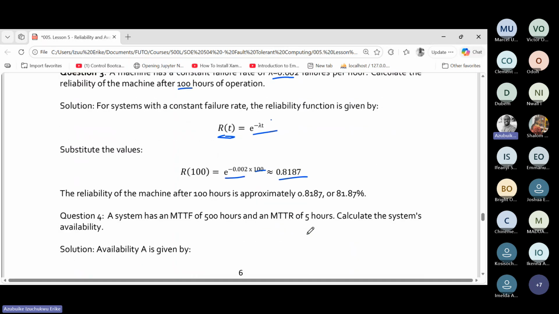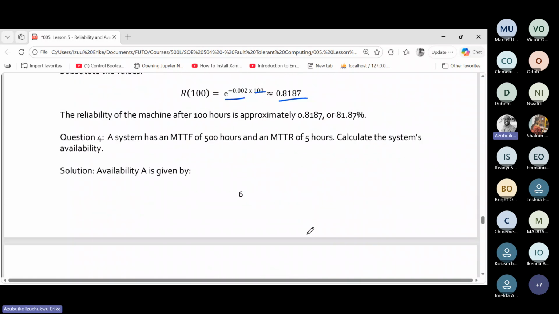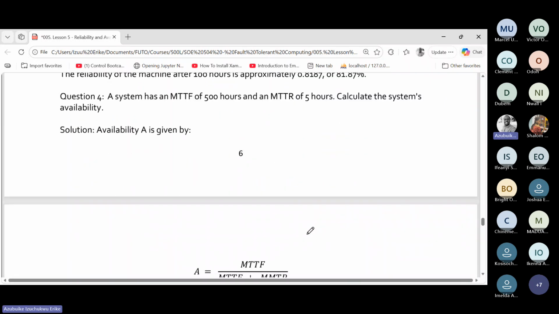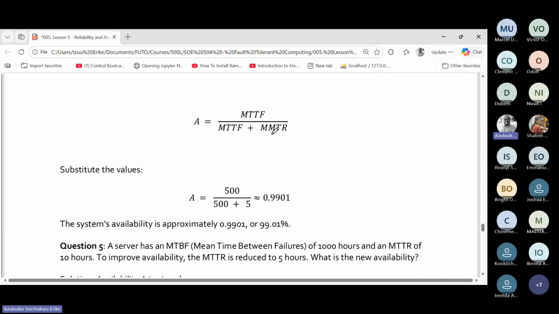Let's look at question number 4. I think that, of course, these things are not too difficult. A system has an MTTF, that's mean time to failure, of 500 hours, and a mean time to recover of 5 hours. Calculate the system availability, and that is very cheap. Of course, you can see it here, 500 over 500 plus 5, which is going to give you 99.01%.